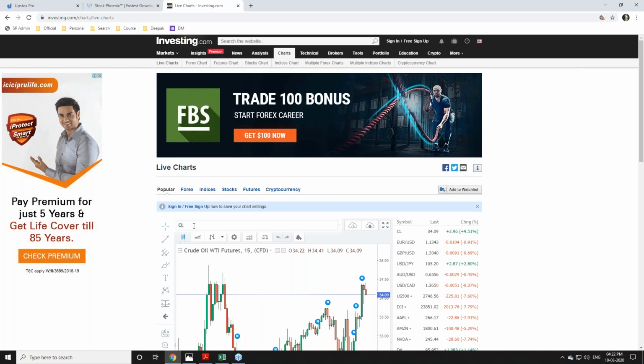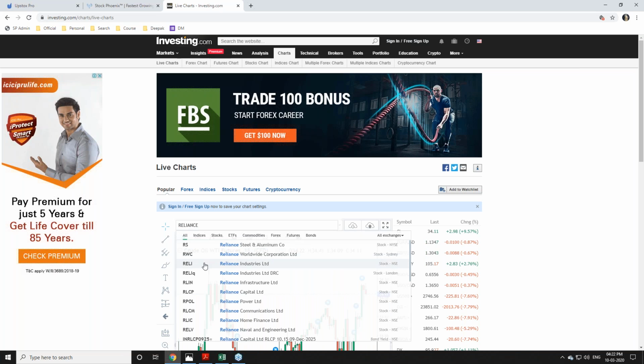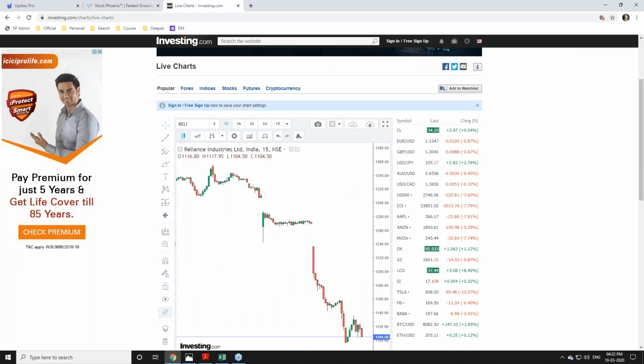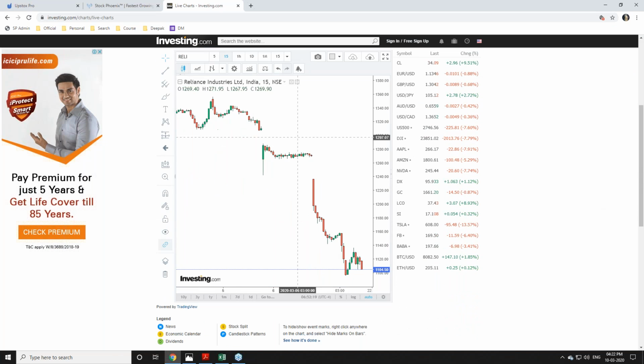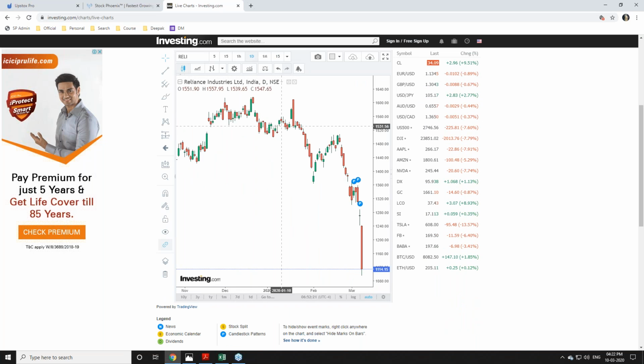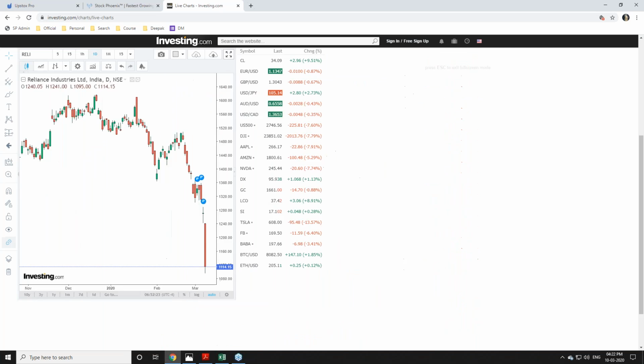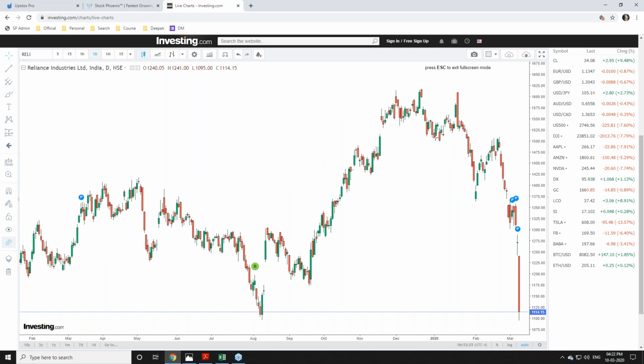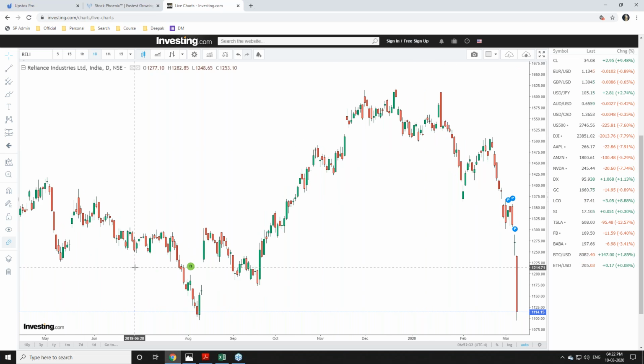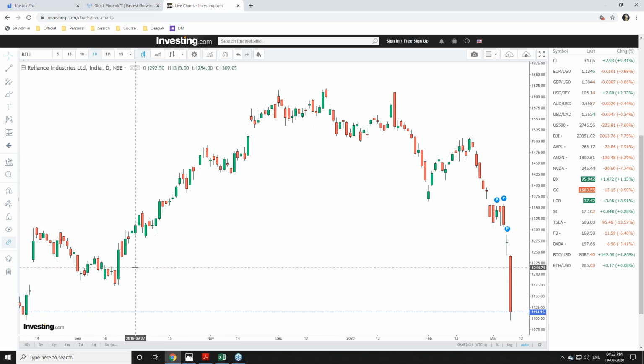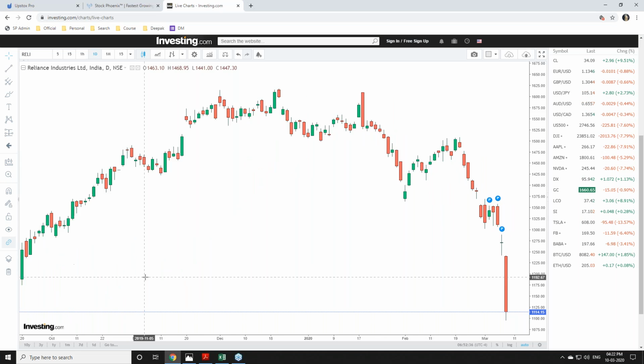You can see here Reliance Industries. Change the time frame to daily. This is far sufficient. You can see no big infrastructure, no big paid charting tool is required. Make sure that you have at least 3 months of data available. You can see here 3 months of data.